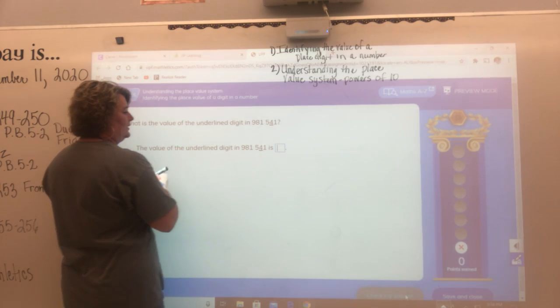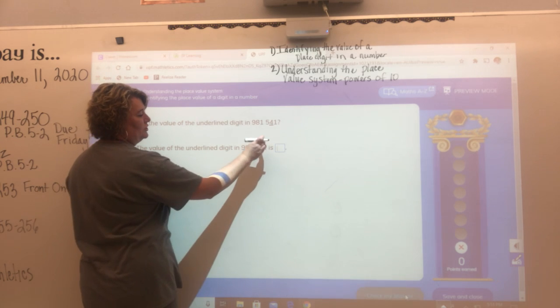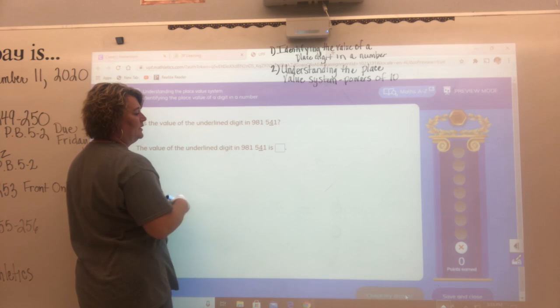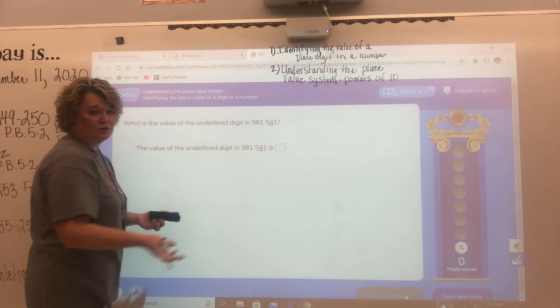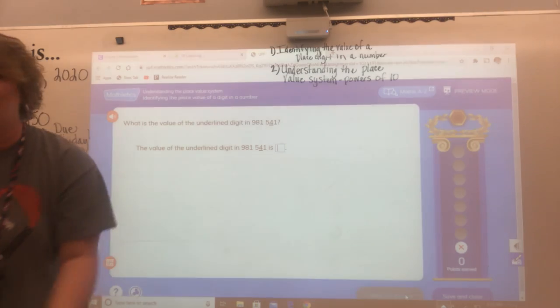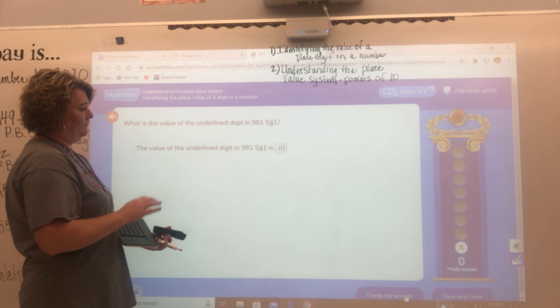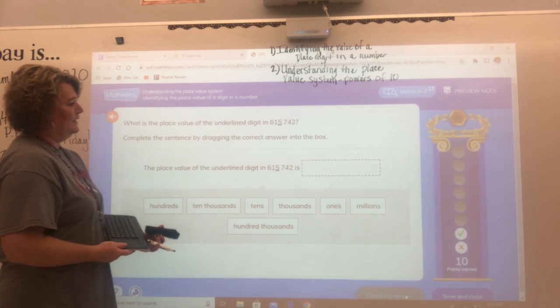The value of the underlined digit in this number. This is kind of weird that they don't have a comma right there. I'm not sure why they put a space there, but I think they're just trying to show you that there's 3 digits there, there's 3 digits there. I think that's what they're doing. So the first one would be the ones, the second one would be the tens. There's a 4 in it, so your answer is going to be 40, because 4, let's see if Miss Caulfield can actually type 40 this time. There we go, yay!